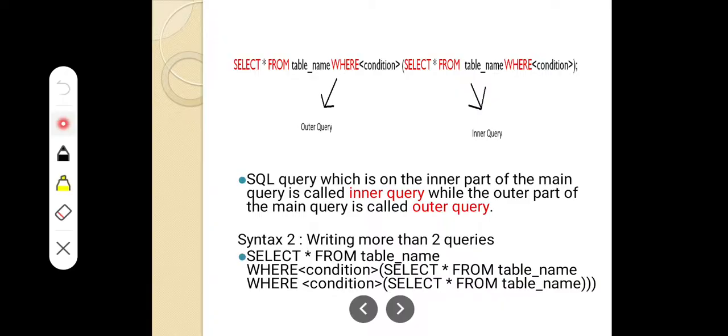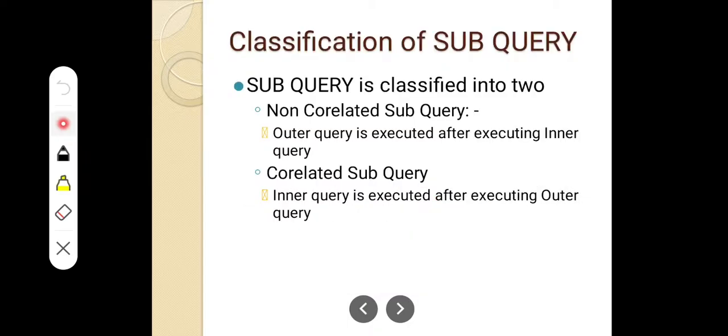So what is a non-correlated subquery? The inner query is executed first, and only after that will the outer query be executed. The inner query will be executed only once. The result from the inner query is fed to the outer query. You will see the example.